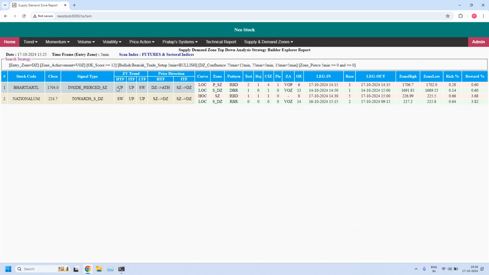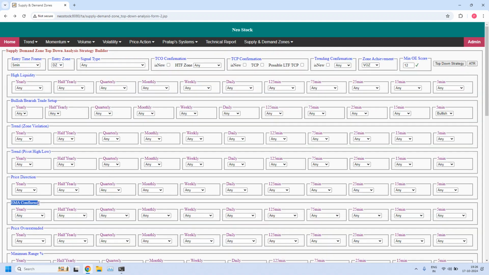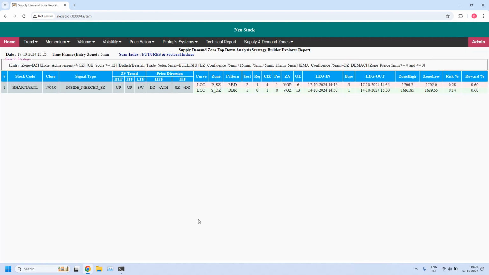First stock, the 75 minutes trend is up. So if this is having 75 minute EMA confluence, it's even more high probability. Already it is a high probability setup. Let's verify in the EMA confluence, 75 minutes time frame, 75 minutes demand zone with daily EMA confluence. Oh, this is having even EMA confluence, 75 minute zone, so it's a high probability setup.